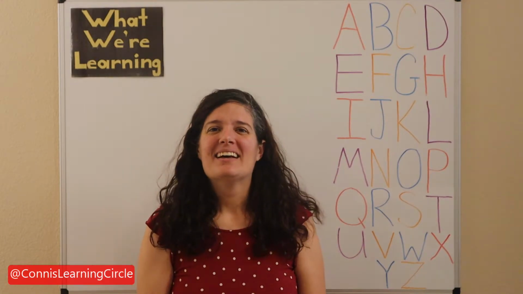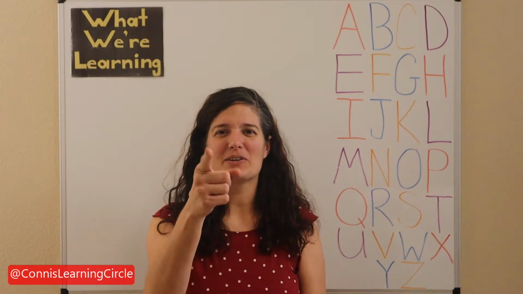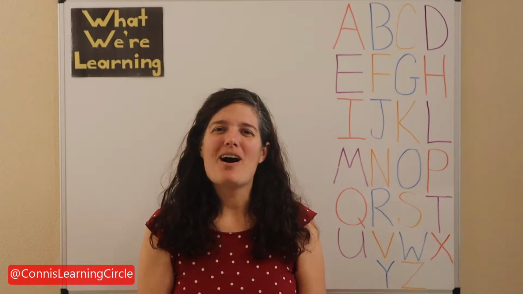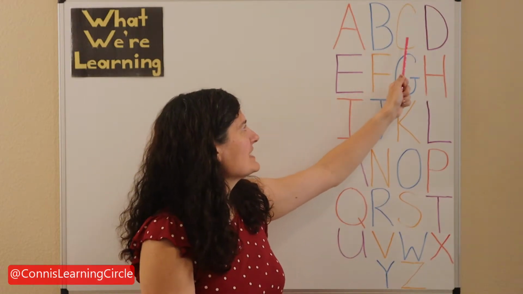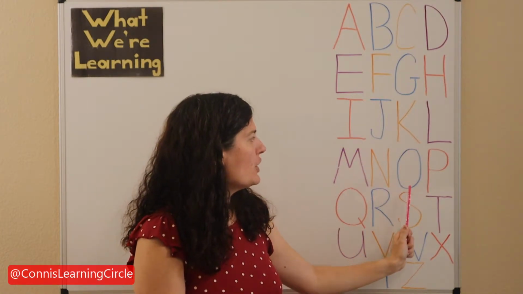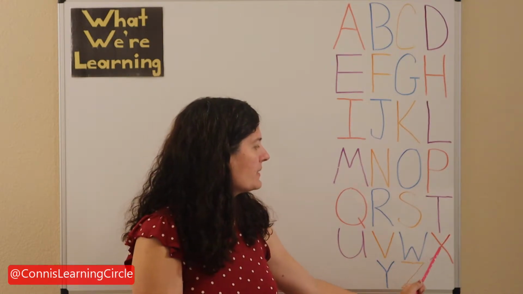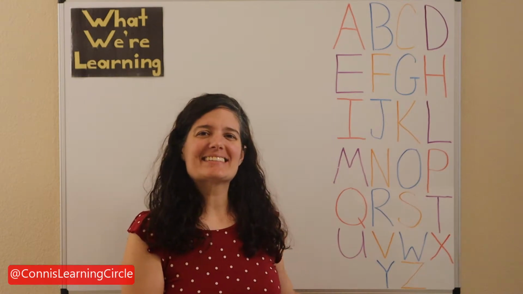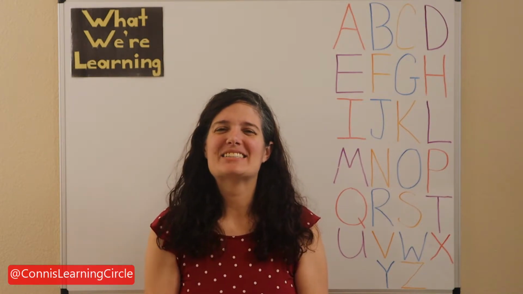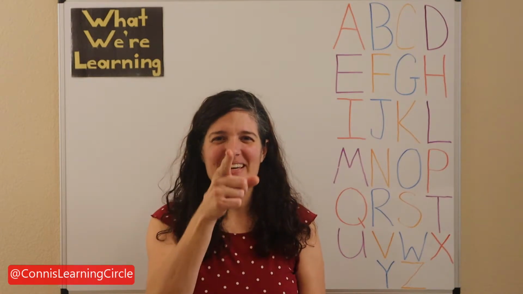Here we go. There are 26 letters in the alphabet. 26 letters for you and me. 26 letters in the alphabet. Now sing them all with me. A, B, C, D, E, F, G, H, I, J, K, L, M, N, O, P, Q, R, S, T, U, V, W, X, Y, and Z. 26 letters in the alphabet. 26 letters for you and me. 26 letters in the alphabet. Learn them all so you can read.